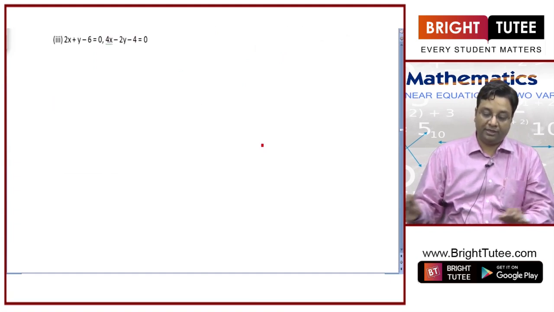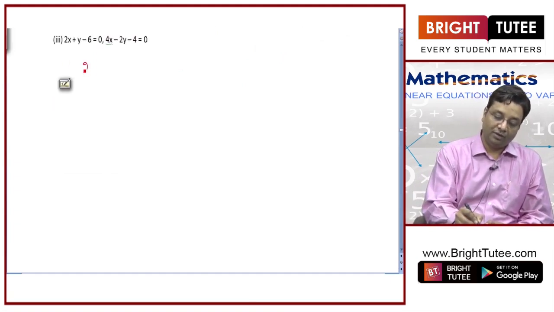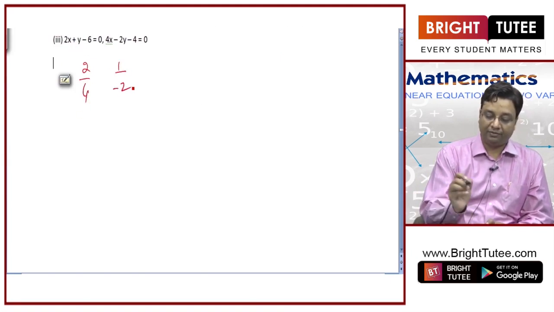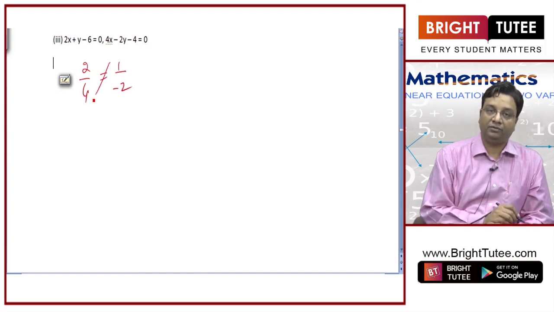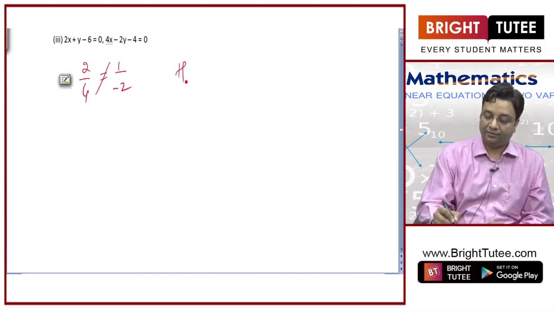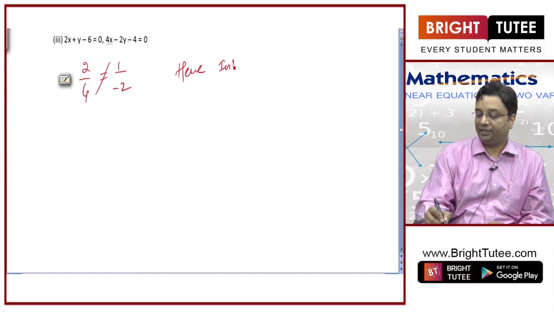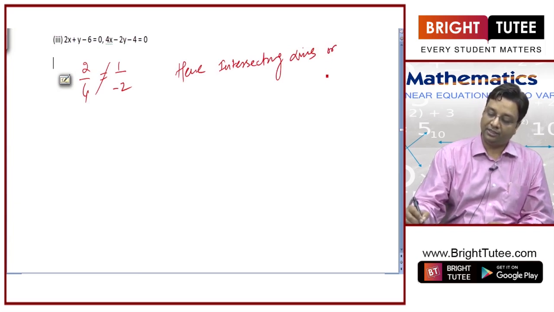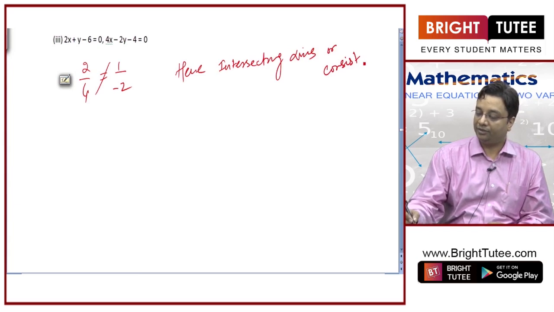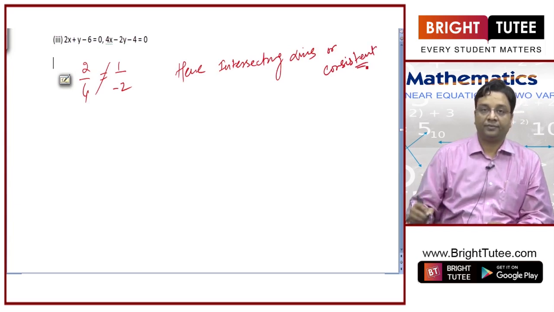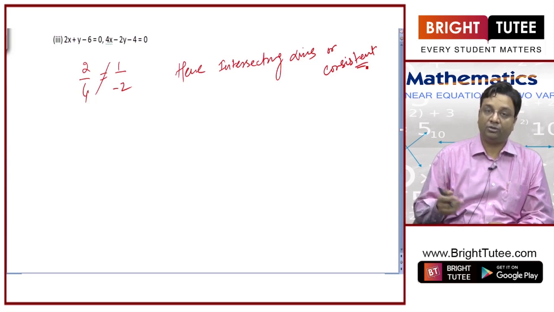Look at this third part here. 2 by 4, 1 by negative 2. So these are clearly not equal. Hence, intersecting lines, or you can say consistent pair of linear equations. So this is consistent. Now we need to draw the graphs.